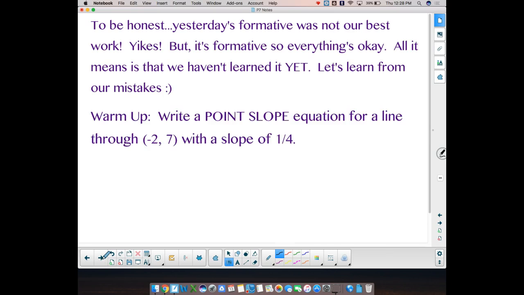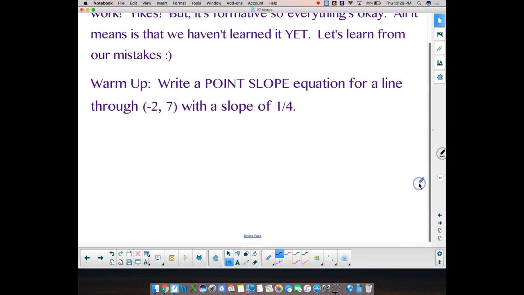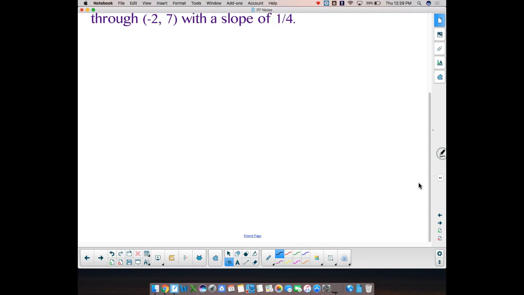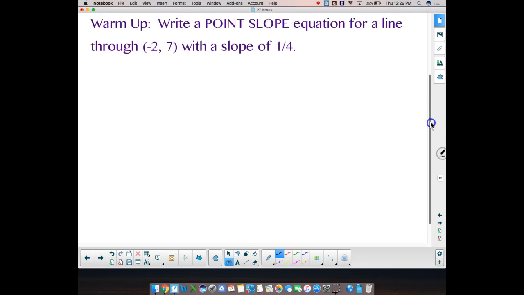Write the point-slope equation for a line through the point (-2, 7) with a slope of 1/4. Now, throughout the course of your algebraic careers, you have learned 3 distinct forms of a linear equation. Give me one of the 3 that you have learned. You can give it to me by its name or by what it looks like.